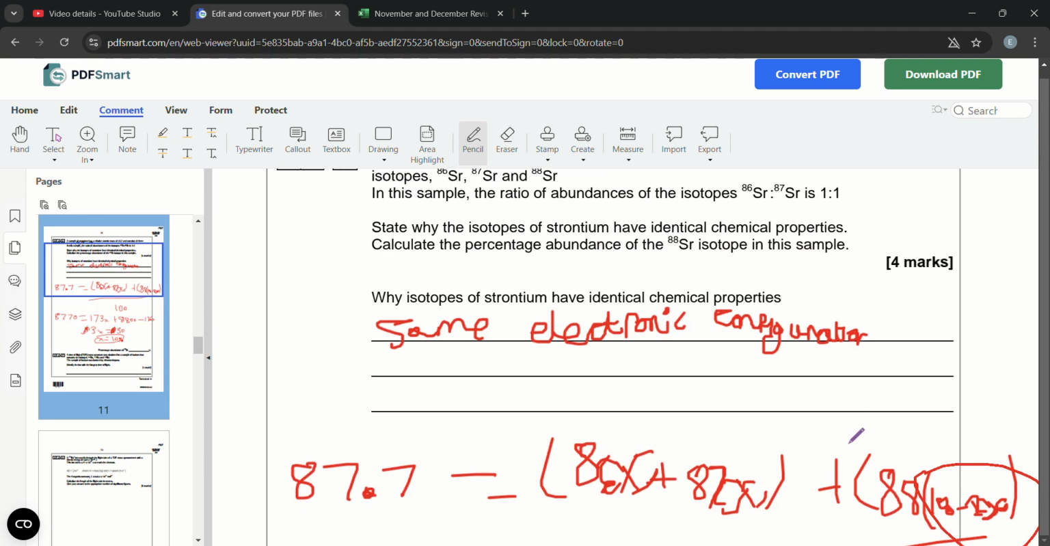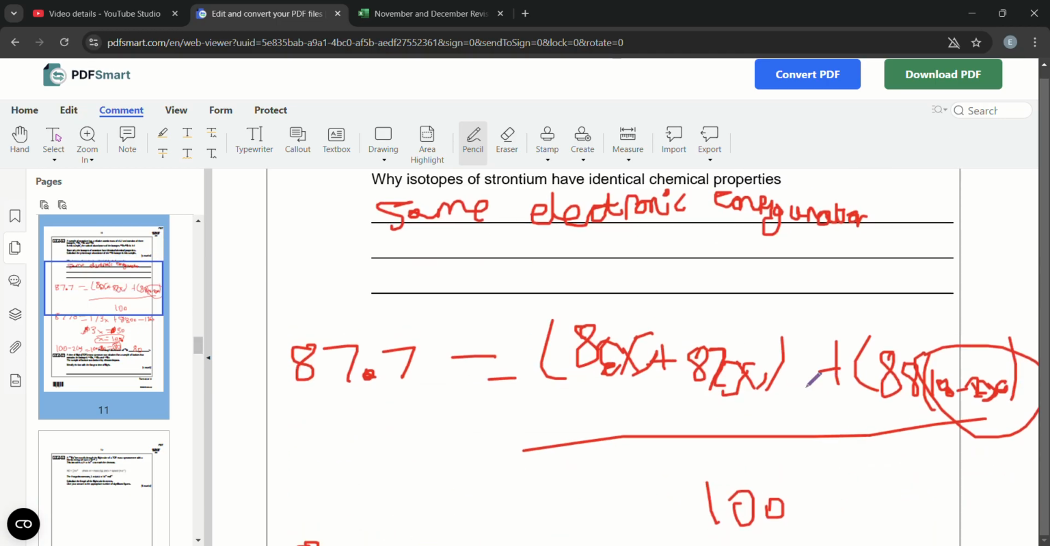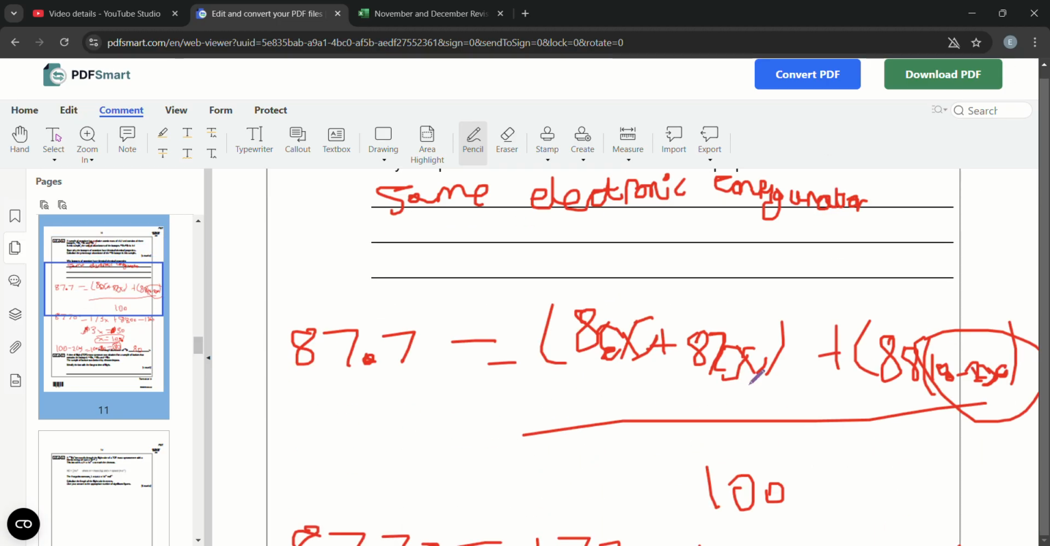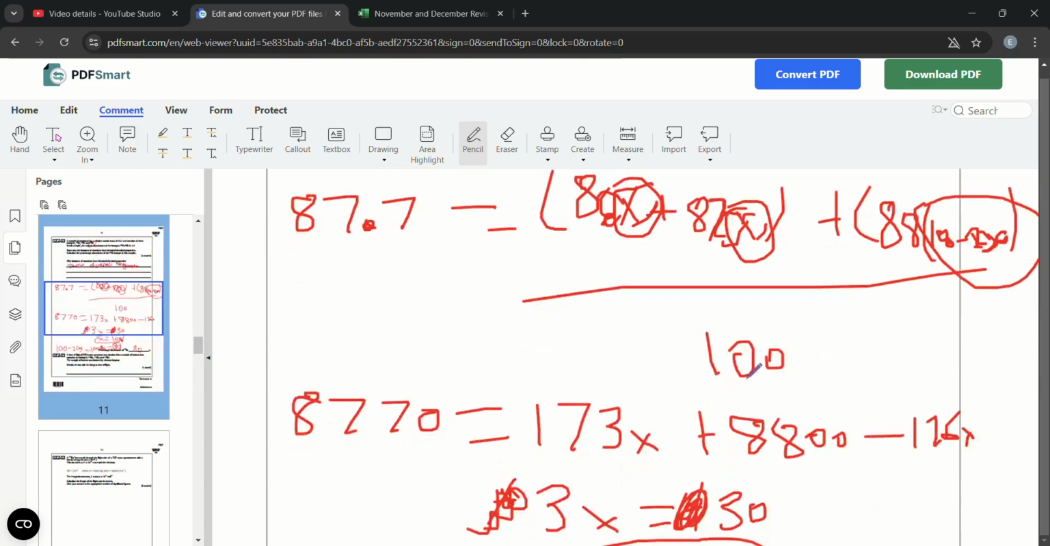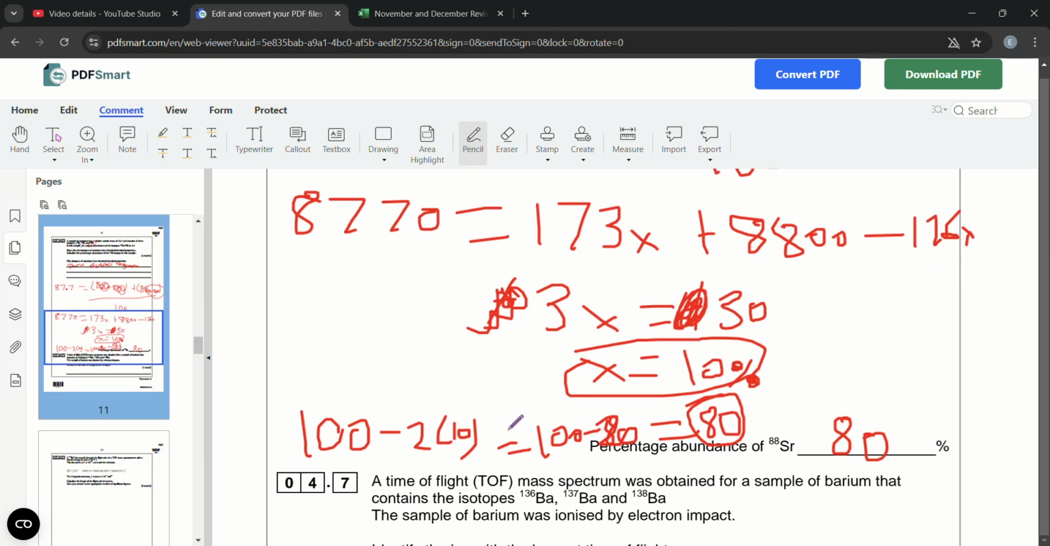Pretty hard question for percentage abundance, but it's for 4 marks. So why they have identical chemical properties: same electronic configuration, and then we use algebra, 1 to 1, x, x, 88Sr, 100 minus 2x. We've got an x here and x here, times by 88 over 100. Move it to the left hand side of 100, and we can find x, and therefore we can substitute x in to find the percentage abundance of 88Sr.